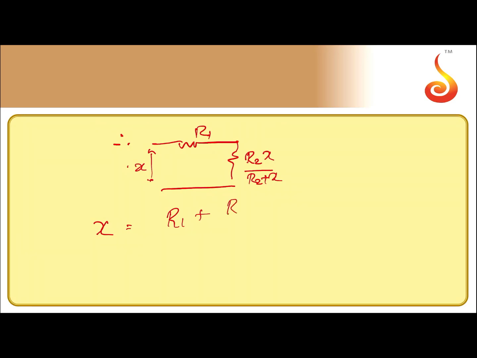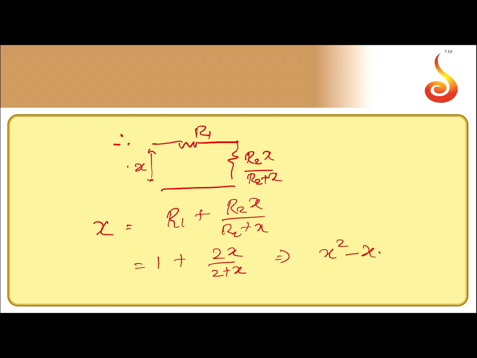R2 and R are connected in parallel, so this is going to be R2 X divided by R2 plus X. You have R1 here connected, and therefore the resistance between these 2 points being X, X must be equal to R1 plus R2X divided by R2 plus X. You know the values of R1 and R2. R1 is 1. So, 1 plus 2x divided by 2 plus x, and this gives you a quadratic in x.